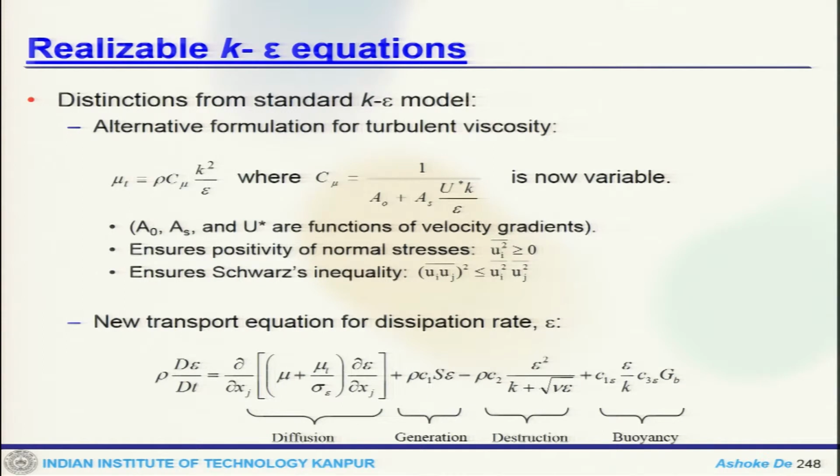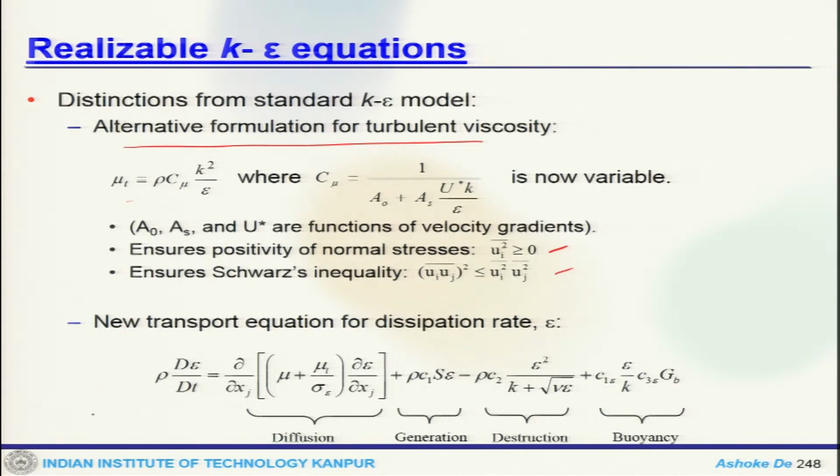So, from the standard K epsilon model this deviates, and one of the major deviations is the estimation of the turbulence eddy viscosity, mu t, which is calculated as C mu K squared by epsilon, and C mu looks like that. Here it ensures positivity of the normal stresses, that is number 1. Number 2, it also ensures the Schwarz inequality.